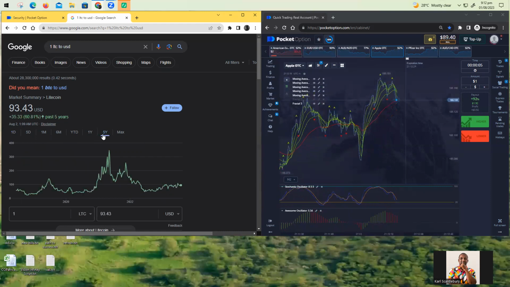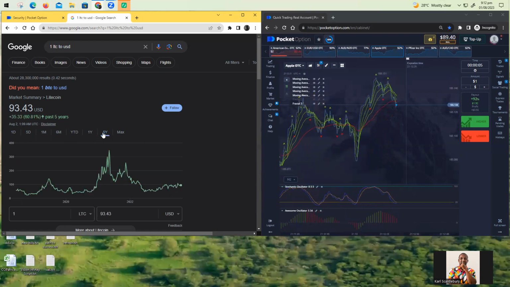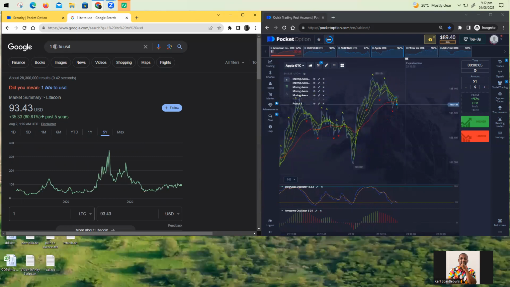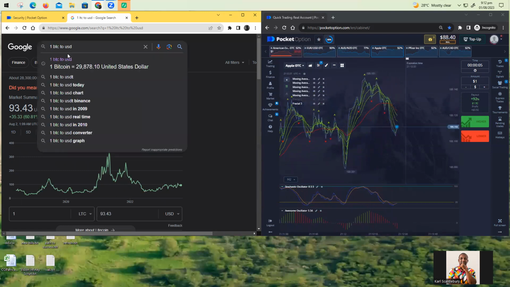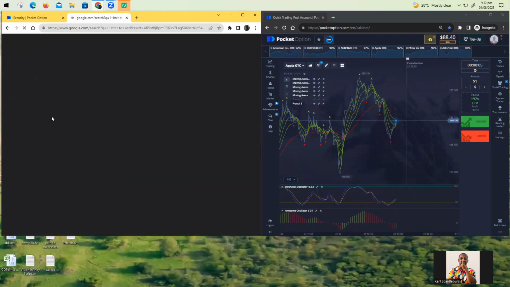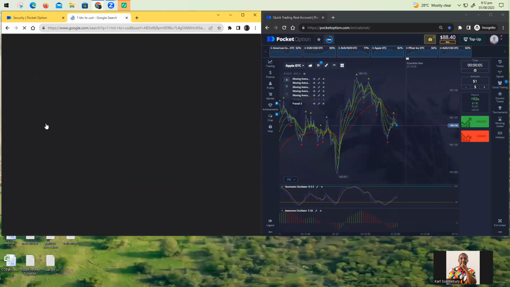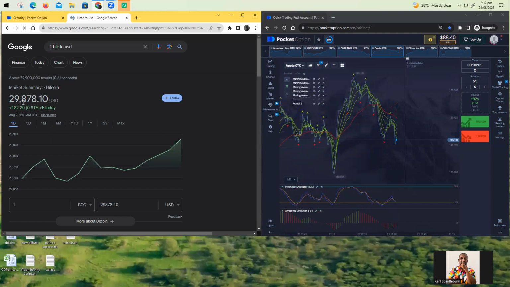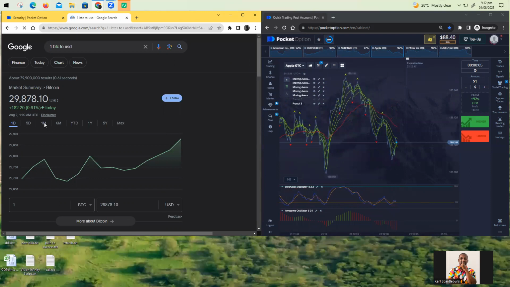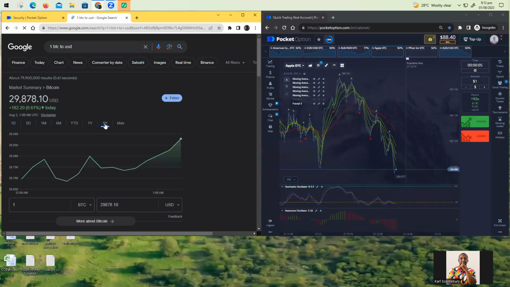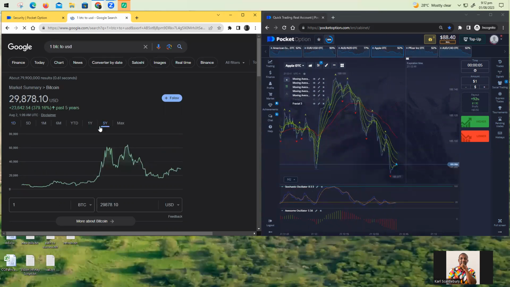Now, based on my estimates, not 5 years going back in the past, you have to look at what Litecoin is attached to. Litecoin is attached to Bitcoin. So look at one Bitcoin. Right now, one Bitcoin is approximately 29,878. But look, Bitcoin is rising. Let's look at the 5 year past history of one Bitcoin.